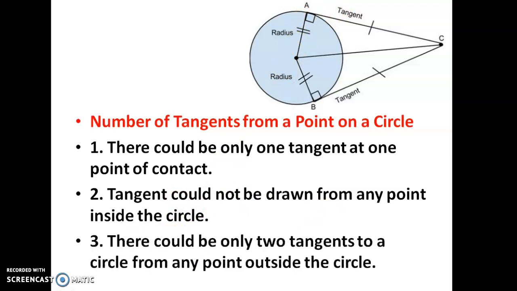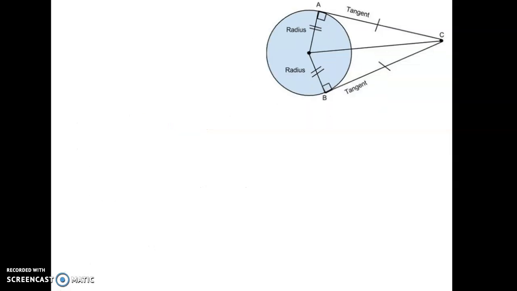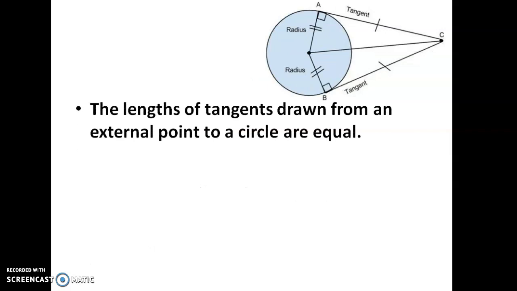There can be only two tangents to a circle from any point outside the circle. Suppose C is the external point. From that point to the circle, I can draw only two tangents. More than that, we can't draw from any external point. So this is the point to be remembered. The lengths of the tangents drawn from an external point to a circle are equal. This is the next theorem, and this is the statement of the theorem.